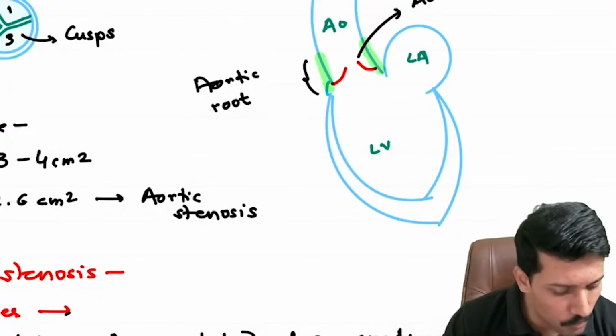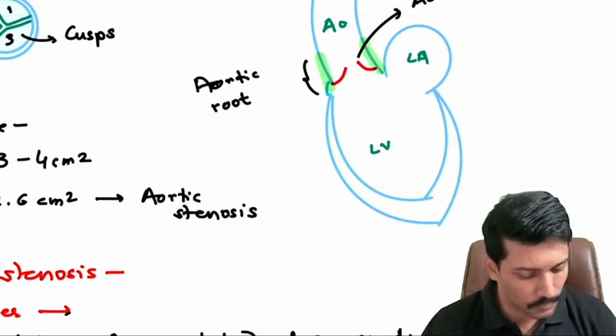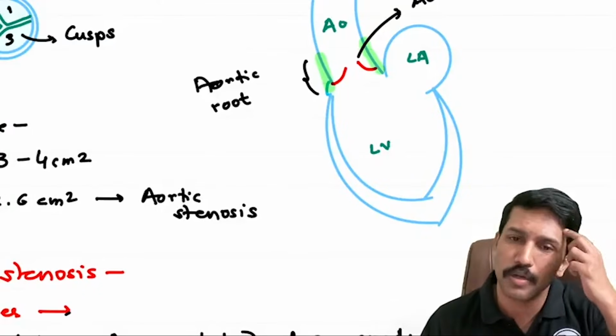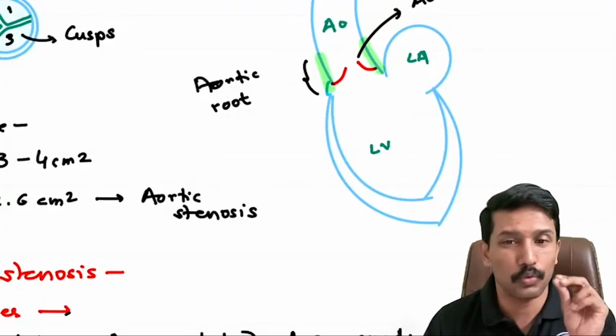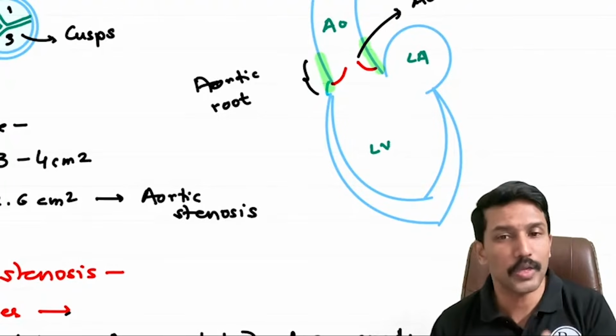Now, can anybody tell me what kind of workload is this? What kind of workload is this? See, because in cardiology, we have two types of workload. One is called afterload. The other one is called preload.